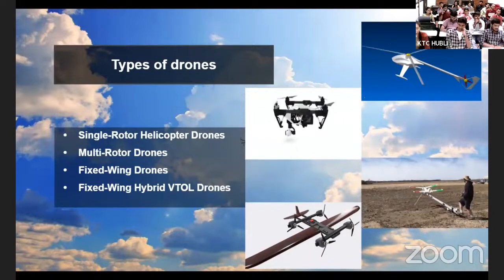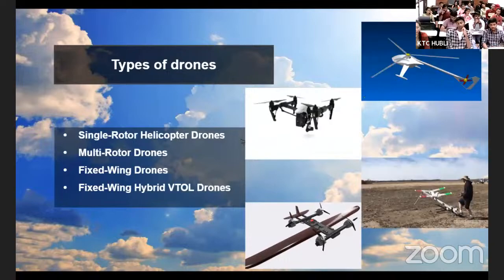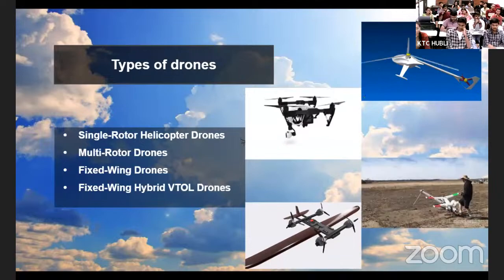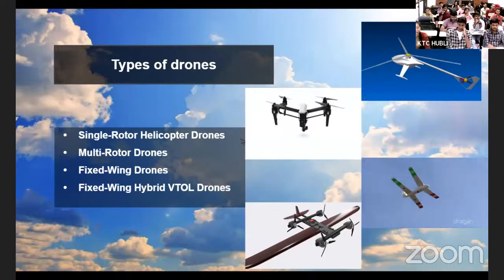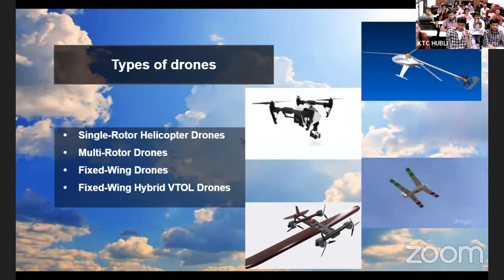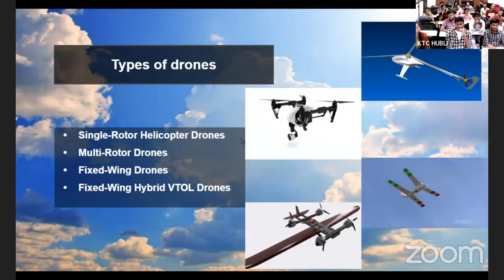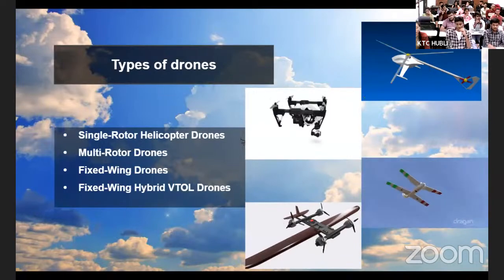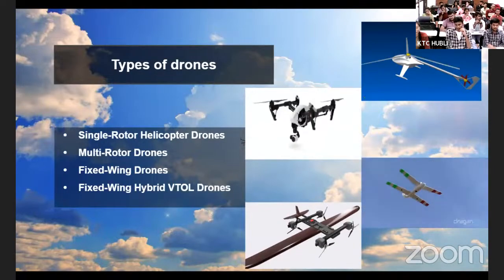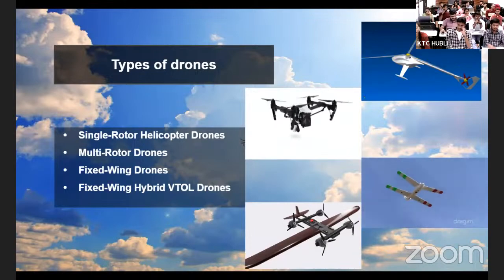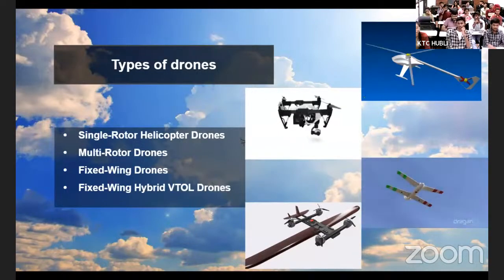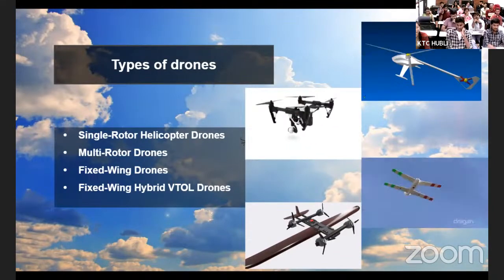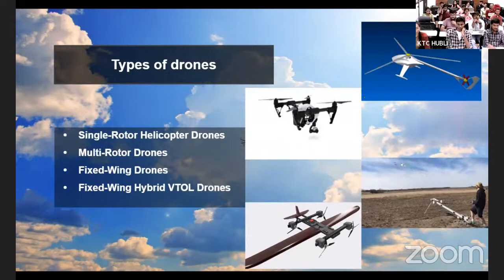So fixed wing drones. Fixed wing drones are used to cover a large area. They are used for mapping and in the military. Then fixed wing hybrid VTOL drones. VTOL stands for vertical takeoff and landing. Fixed wing hybrid VTOL drones are used to take off vertically, and these types of drones are used for security, rescue, and searching.